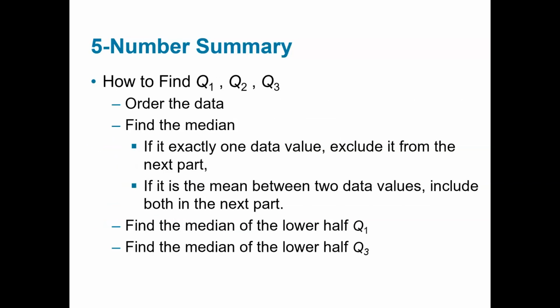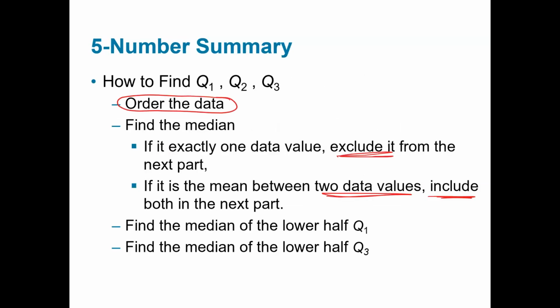So first, when we're looking for medians, we order the data. So our first step will be to order the data. Find the median. Two things can happen when we find the median. The median can be one data value, or it can be two data values that we have to add together and divide by 2. If we have one data value, we're going to exclude it. And if we end up with 2 data values, we'll include them. And I'm going to do an example so you can see. But then you just repeat the process, finding the median of the lower half and the median of the upper half.